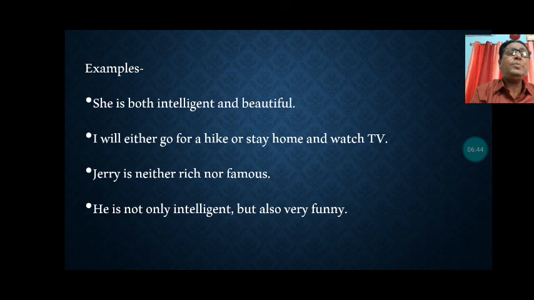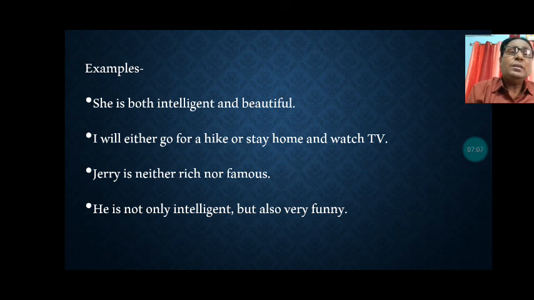Two adjectives are connected. She is not only intelligent, she is beautiful as well. That's why the word is both and the other word is and. That is a pair of conjunctions, and that is a correlative conjunction. She is both intelligent and beautiful.